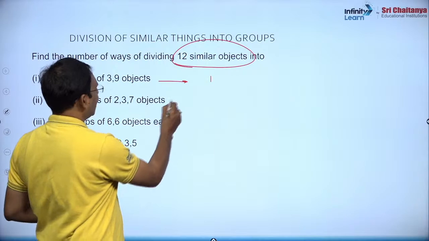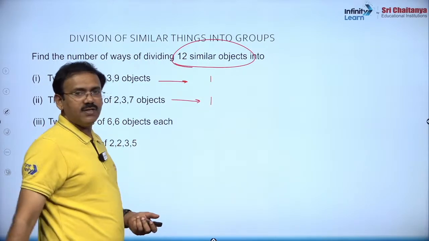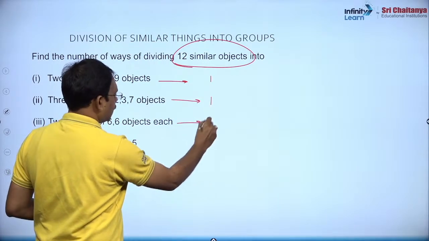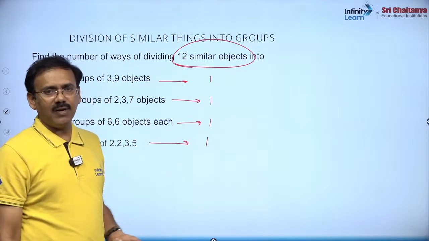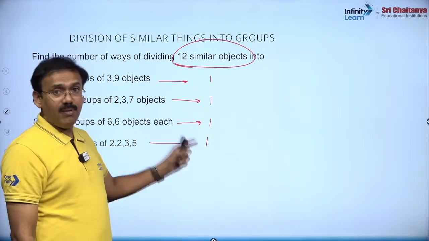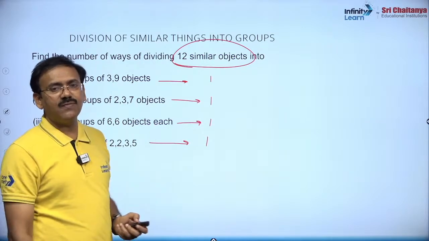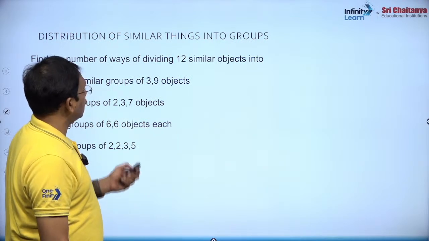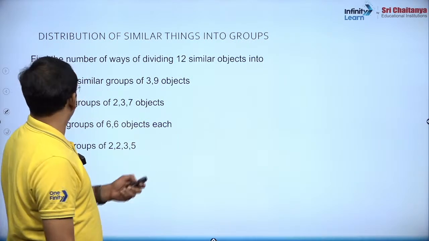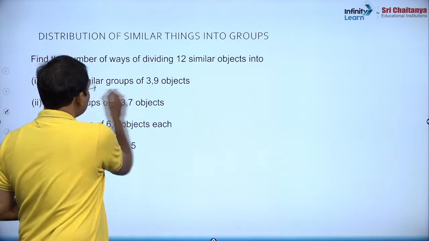Division is one way. 2, 3, 7 objects. Division is one way. 6, 6 one way. 2, 2, 3, 5. Division is one way. That's it, my dear friends. When the things are similar, identical, the division is very simple. Next, my dear friends, the number of ways of dividing 12 similar objects into two dissimilar groups.